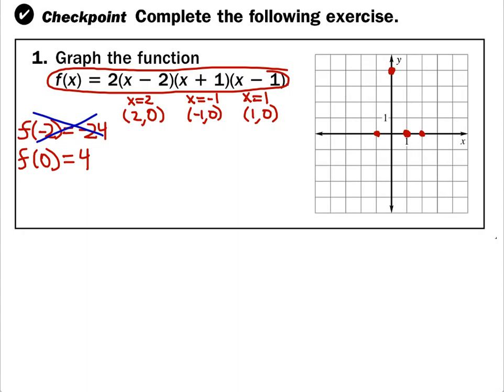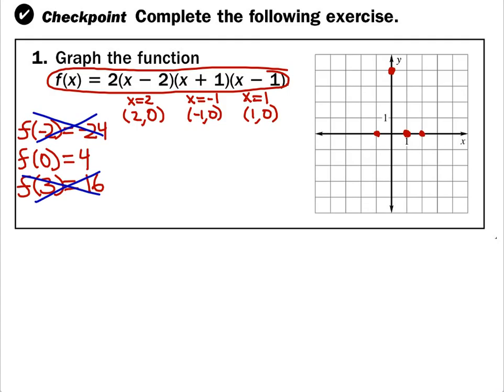x equals 1 and x equals 2 are both x-intercepts already. We could go ahead and try substituting in 3. If you substitute in 3, you'll get 16. Again, that's just not happening on the given grid. So pretty much we have all the points we can get for this one.